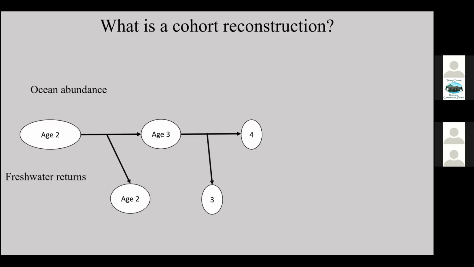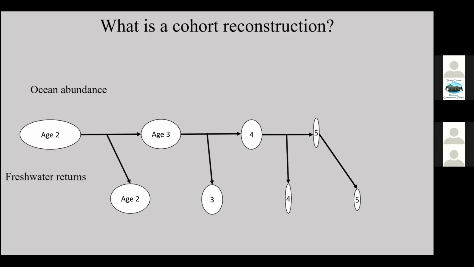So a year later, those age 3 fish that are remaining in the ocean, they do the same thing. Some stay in the ocean and become 4-year-old fish. Some return to freshwater as age 3 adults. And now you know the story. So the same thing happens for age 4 fish remaining in the ocean. And we also assume that all fish mature at age 5.